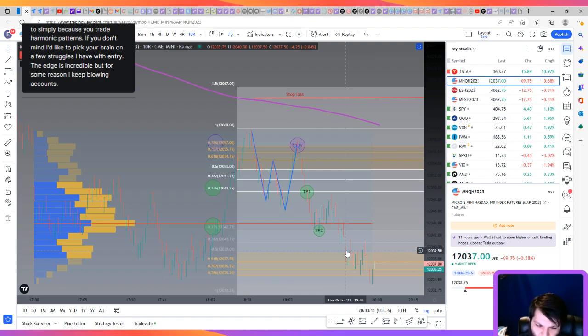Basically what I'm gonna describe today is how do I use the Cypher harmonic pattern to enter, and then the Fibs to help me determine my entries and exits. And then also, how do I determine different areas of exits as well. So let's go ahead and get started.